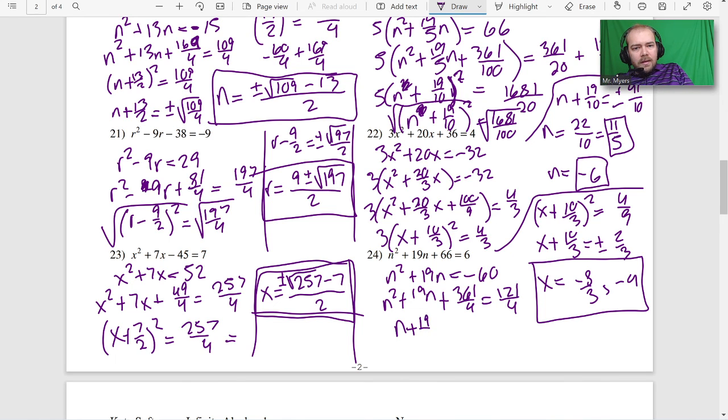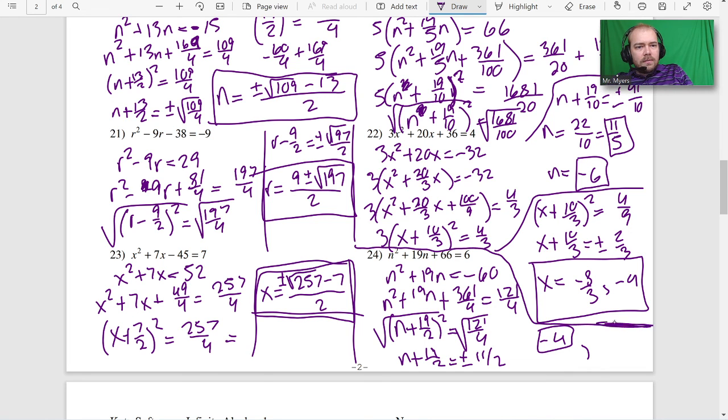n plus 19 halves squared equals 121 over 4. Square root. n plus 19 halves is equal to plus or minus 11 halves. And then we can add and subtract. 11 minus 19 is negative 8 halves, which is negative 4. Right, and so this actually belongs to this question. This is normally why I do color coding, but there we go. And then negative 11 halves minus 19, that would be negative 30 halves, which is negative 15.